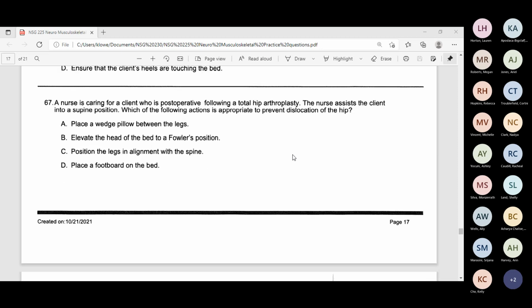Nurse is caring for a client who is post-operative following a total hip arthroplasty. The nurse assists the client into a supine position. Which of the following actions is appropriate to prevent dislocation of the hip? A. Yeah, placing that wedge pillow between the legs. We don't want the legs to cross, so putting that pillow between the legs.